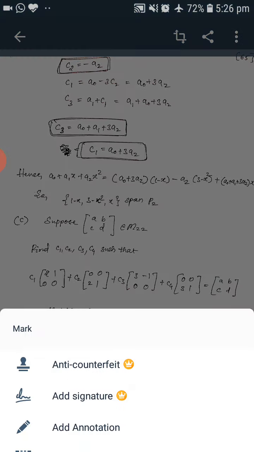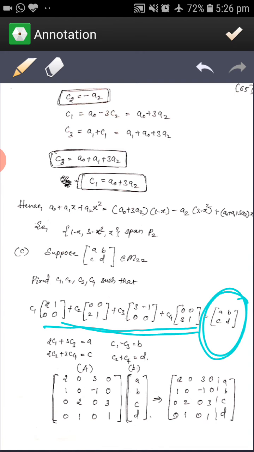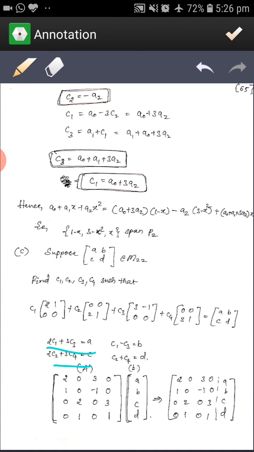The next one: first one is directly vectors, second one is polynomial, and the third one they have given as matrices, square matrices, 2 by 2. In this case, to show the span, we need to consider again a similar size 2 by 2 matrix, the variable. We can take x1 x2 x3 x4 or a b c d. So we have taken a b c d here. The same thing we can write in the equation and form the matrix here.